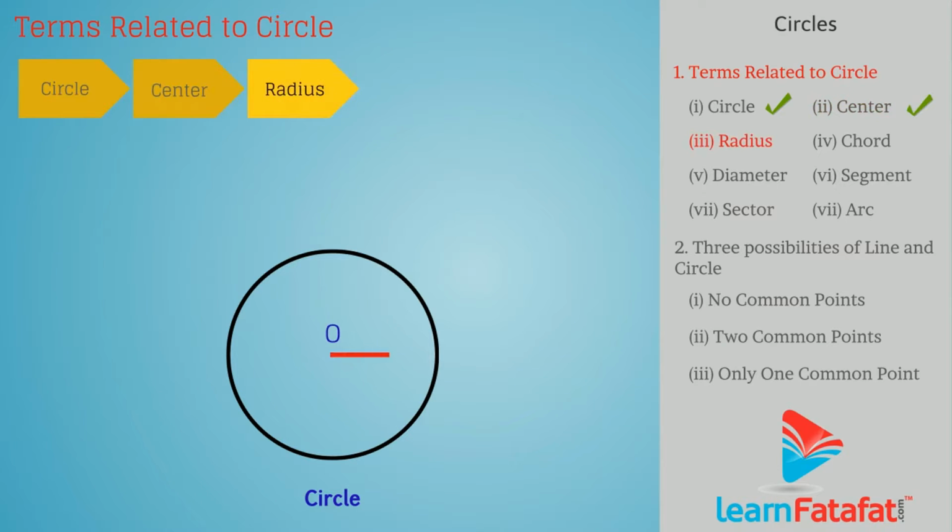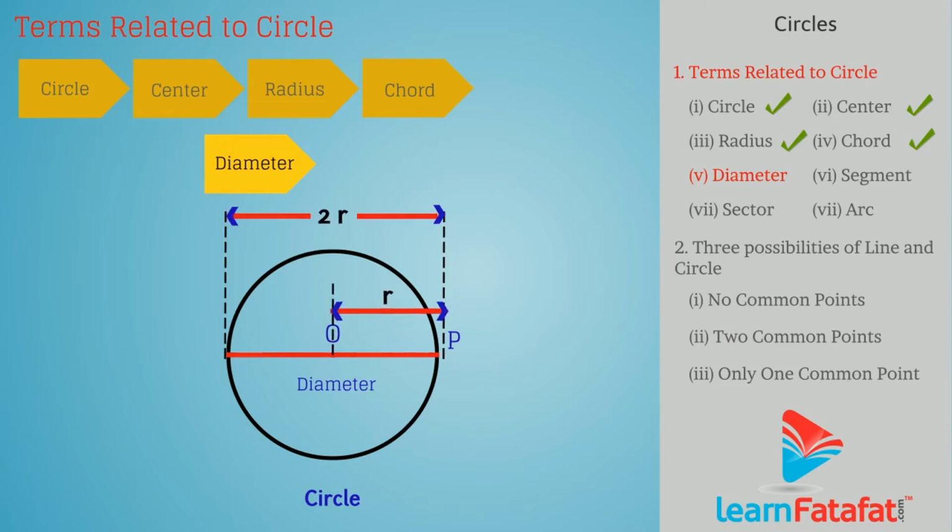Radius. The fixed distance of any point on the circle from the center is called radius. Distance OP is radius. Chord. The straight line joining any two points on the circle is called chord. Line AB is a chord. Diameter. The chord passing through the center is called diameter. Diameter is twice the radius and is the longest chord in the circle.